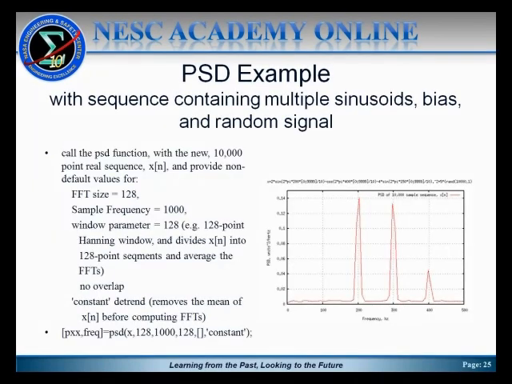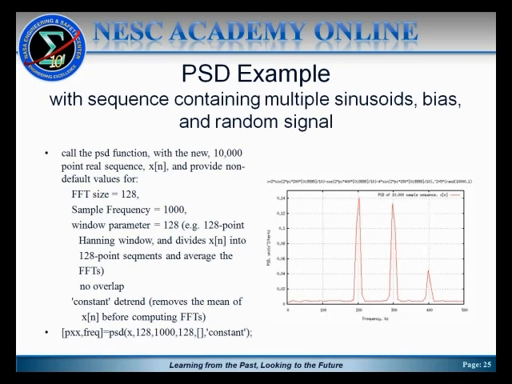So the first thing we'll do is call the PSD function with this new 10,000 point real sequence, and we'll provide non-default values for the FFT size. We'll tell it we want 128 points for the FFT that's used to compute these PSDs. Sample frequency is 1,000 hertz. For the window parameter, we'll just provide a positive integer input of 128. Recall what that would do in the MATLAB function: it would provide a 128 point Hanning window. It would then divide this 10,000 sample X into 128 point segments, compute the FFTs of each segment, and average them together.